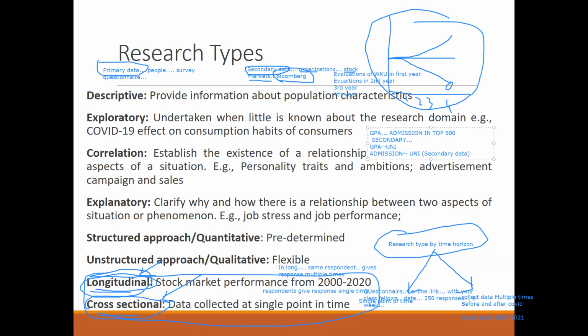But if you want to see how GPA and admission in top 500 universities have been happening since 2015, you will collect data for 2015, 2016, 2017, 2018, 2019, 2020, and 2021. So you will collect data for 6 years. This will become longitudinal research. But if you are only focusing on 2021, this will not be longitudinal research. This will be cross-sectional research. Okay, understood?